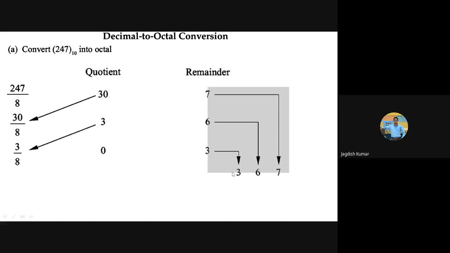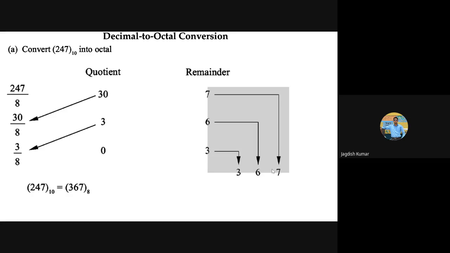So finally, how will you get the number? This will be all these remainders written in opposite order: 3, 6, 7 to the base 8. So here is the conversion for 247 to the base 10, and that number is equal to 367 to the base 8.